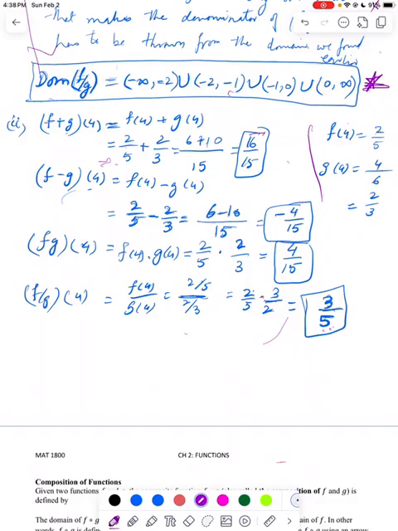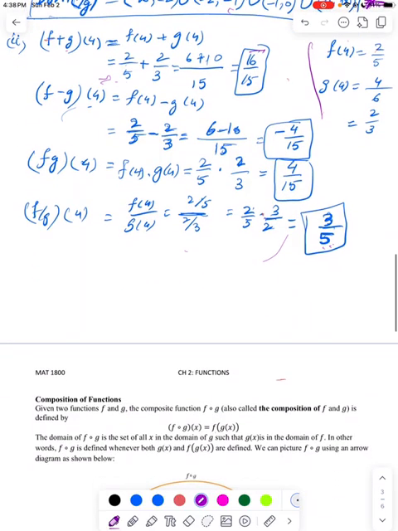So this is how you do the addition, subtraction, multiplication and division of functions, and then evaluating the function. This is part A of 2.7, and you should be able to do the homework 2.7a, and the next portion of this section is in the next video.